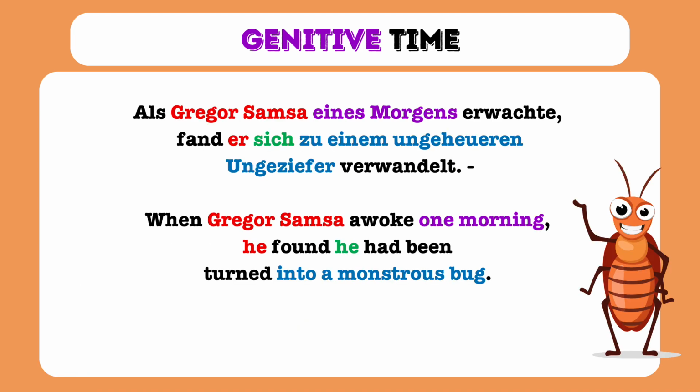The next one is a quote from the story of the Verwandlung from Kafka. Als Gregor Samsa eines Morgens erwachte, fand sich zu einem ungeheuren Ungeziefer verwandelt. When Gregor Samsa awoke one morning, he found he had been turned into a monstrous bug. Eines Morgens is one morning. It's not a specific day that we're talking about, it's just one random day. Als Gregor Samsa eines Morgens erwachte, fand sich zu einem ungeheuren Ungeziefer verwandelt.